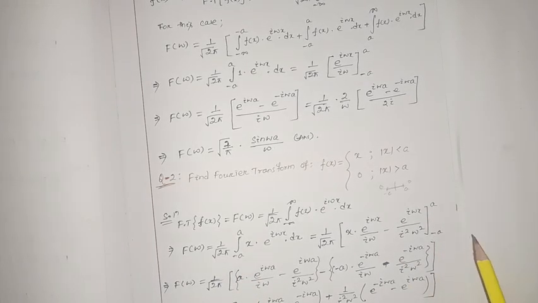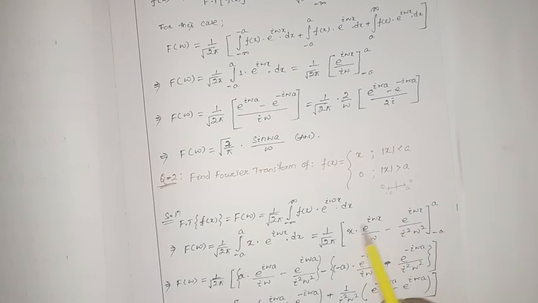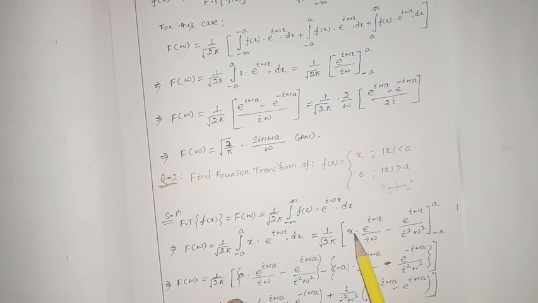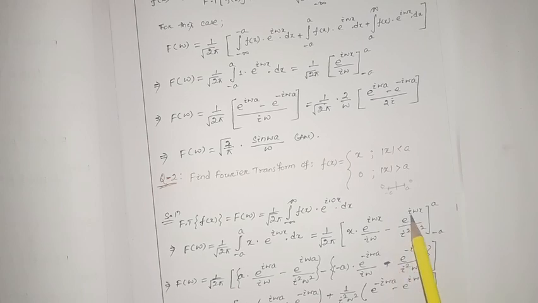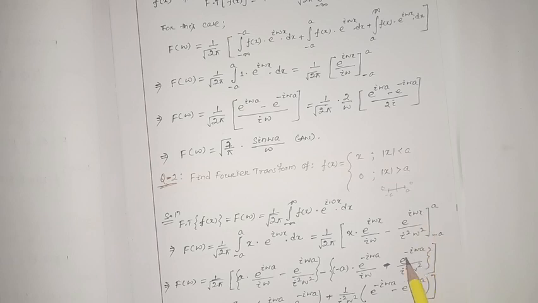Now we are going to substitute the limits, first the upper limit a. So here a e to the i omega a by i omega minus e to the i omega a by i square omega square, okay. Minus of, we are going to put the lower limit minus a. Here minus a is substituted for x, so e to the minus i omega a by i omega. Then here, because of the minus, minus e to the power minus i omega a by i square omega square, right?